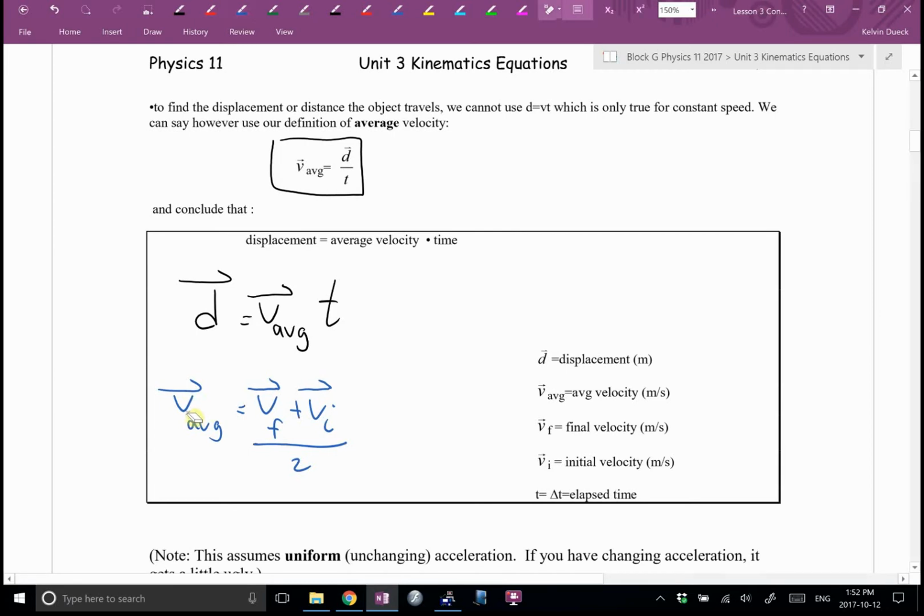Maddie, what's the average the same as? I'm going to say it again. I'm going to ask you to repeat this, not to make fun of you, to make a point. What's the average the same as? Wherever I see a V average, what can I write instead? What can I replace this V average up here with? So here's your second equation. Distance equals (VF plus VI) divided by 2, and that's going to be in brackets, times T.